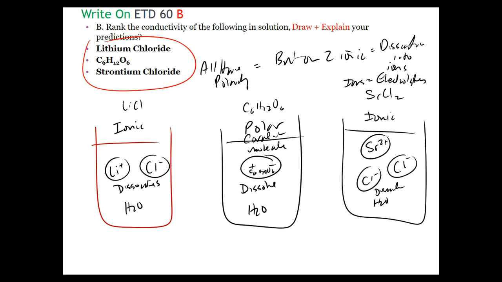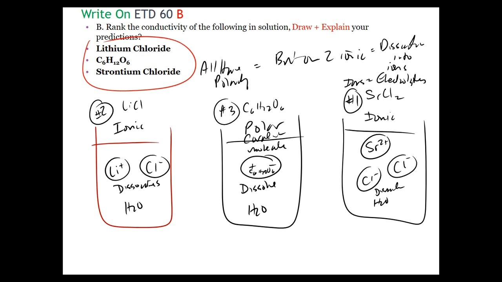Now, prior to this class, we would have done a test where you tested the conductivity of a whole bunch of solutions, and you would figure out that the best conductor would be the strontium chloride. The worst conductor would be the sugar water. And the second best conductor would be the lithium chloride. Now, how do we know this?